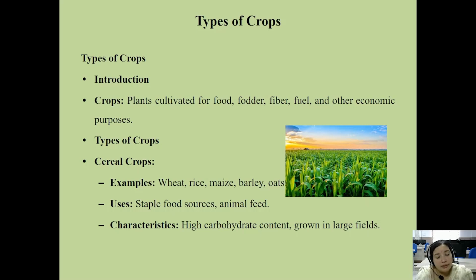Then the characteristics: high carbohydrate content, and they are grown in large fields. That is the characteristics of cereal crops. They can be developed in large fields in your farmland. Wheat, rice, maize, barley, oats, you can grow in large fields. You can see in the figure also the picture of cereal crops growing in large fields.